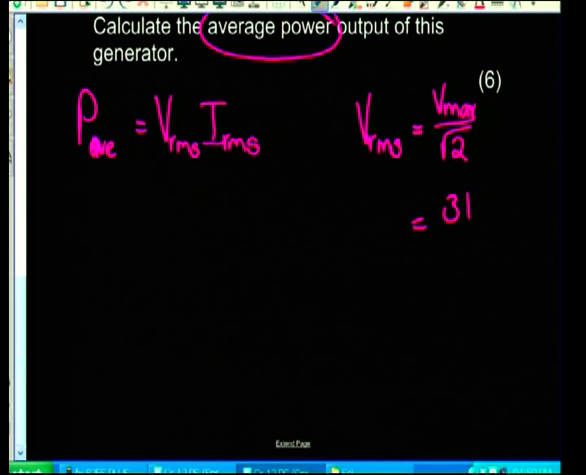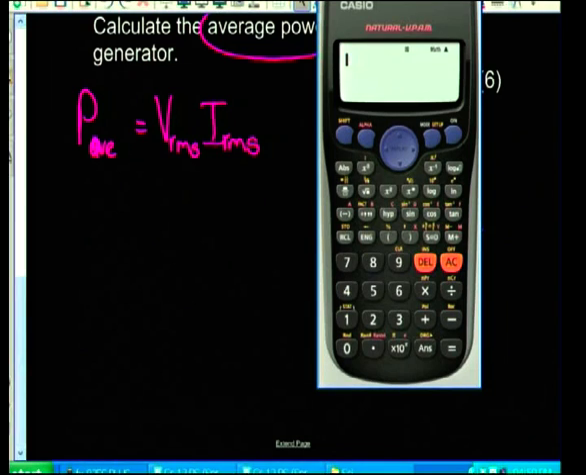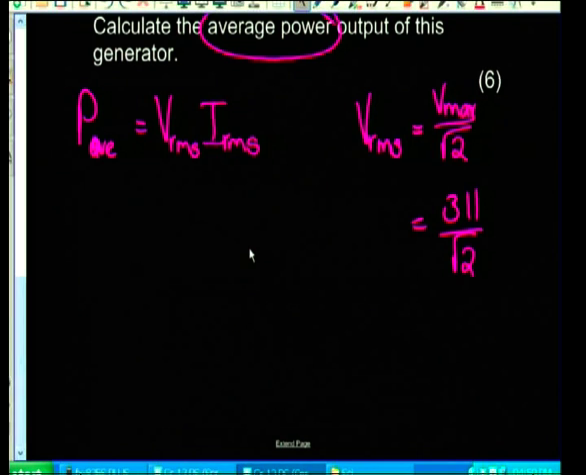The maximum voltage we got from here is 311. So we've got 311 divided by square root 2. We go on to our calculators, 311 divided by square root 2, and we get 219,91. Guys, please use the rounded off number. 219,91.